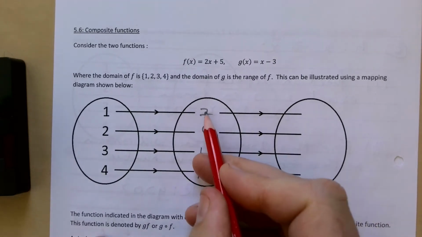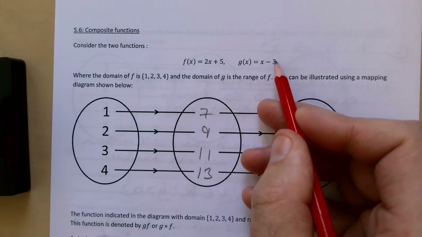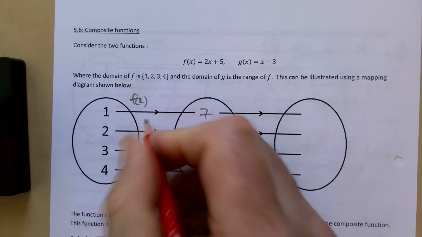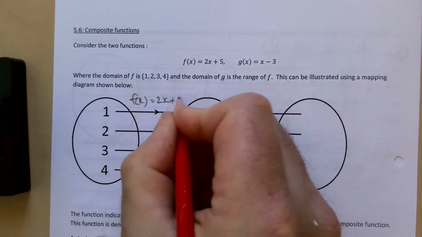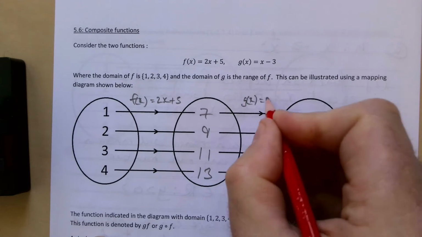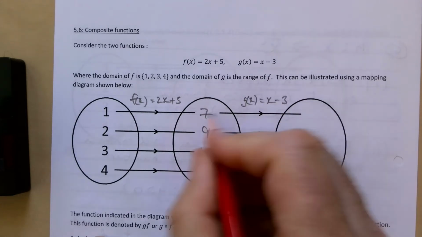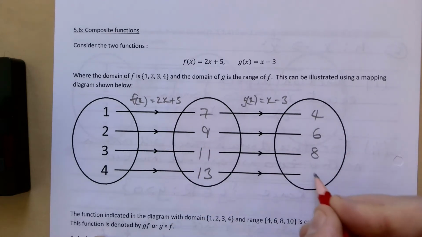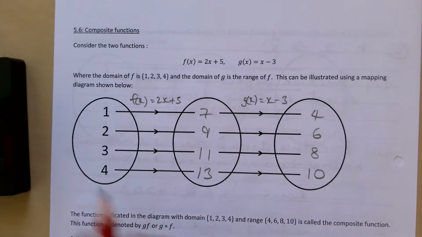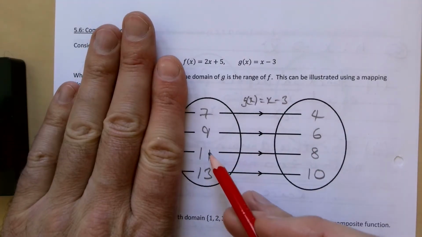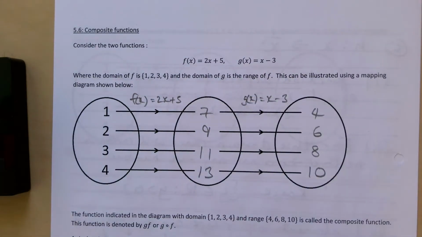If we then sub this into our g of x function, so this one here is our f of x, and this has been sent through 2x plus 5, and then our g of x is going to be here, which is x minus 3, so I get to take away 3 from each of these. So take away 3 from this, that obviously gives me 4, 6, 8, and 10. So here's really what it's saying. The domain of f is 1, 2, 3, 4, and the domain of g is the range of f. So do you see here, if we cut this off here, here's the domain of g, and this is obviously in the range of f, so it's just the same thing.